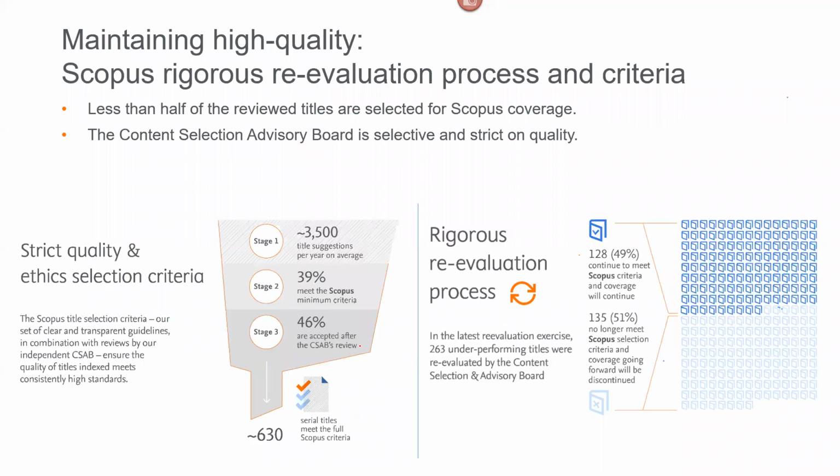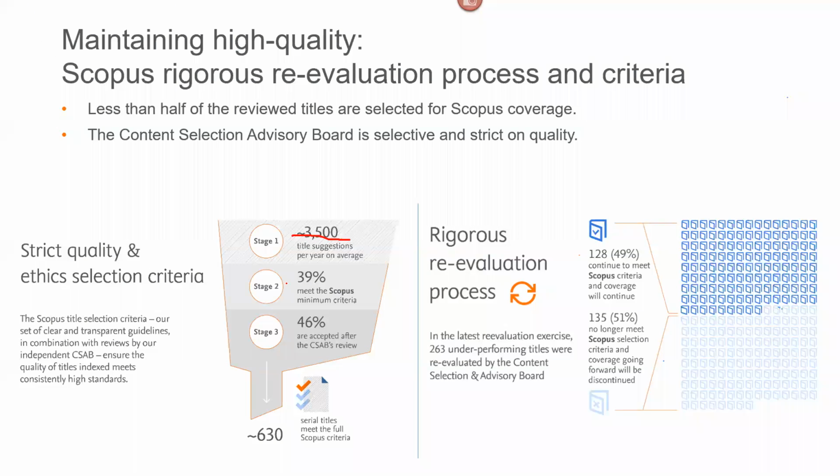Okay, this is one of the important slides. We are discussing here one of the examples for the criteria of the evaluation and re-evaluation process. On the left side of the screen, that is an example of one of the years that we had in stage 1, 3,500 titles suggested to be added in Scopus.